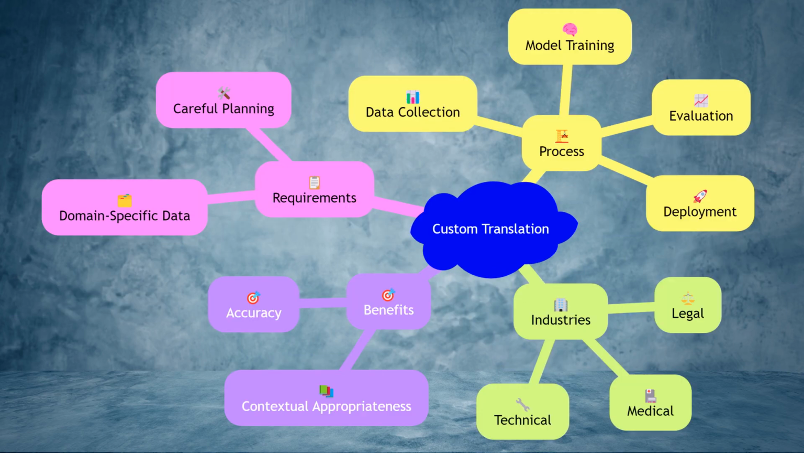Custom translation involves creating a machine learning model that translates text from one language to another, tailored to specific requirements. This is particularly useful for industries with specialized terminology, such as legal, medical, or technical fields. By training a model on domain-specific data, you can achieve translations that are more accurate and contextually appropriate than those produced by generic models. The process involves several stages, including data collection, model training, evaluation, and deployment. Each stage requires careful planning and execution to ensure the final model meets the desired standards.